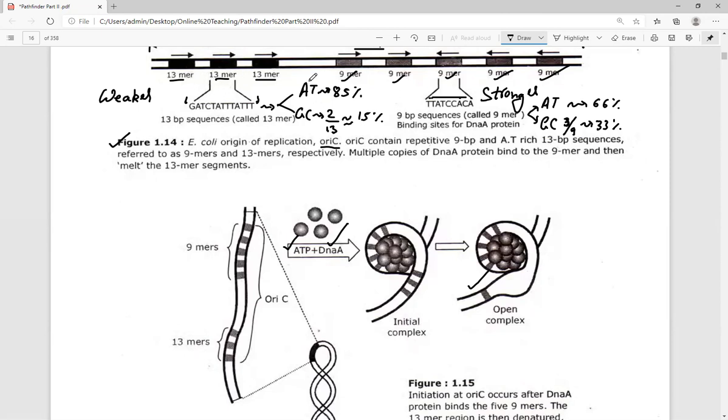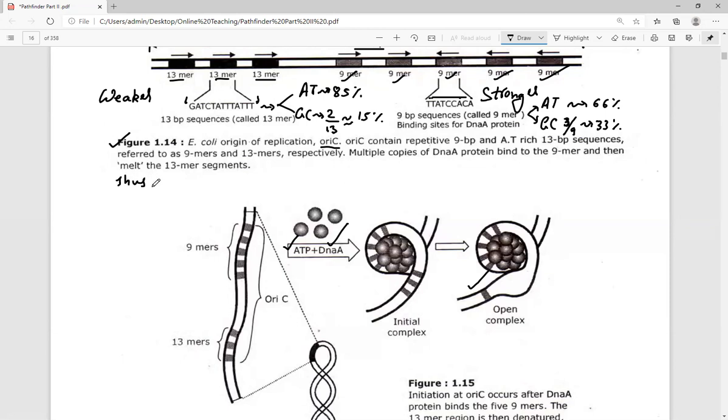You use the 9-mer region as an axle in order to melt the DNA at the 13-mer region, because the AT content of the DNA at the 13-mer region is very high. The opposite is not true, because AT has just 2 hydrogen bonds, whereas GC has 3. So the bonding in the 9-mer region is stronger. You use the stronger bonding to make a cleft and melt the DNA where it is loosely bound.